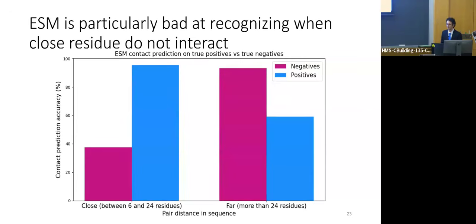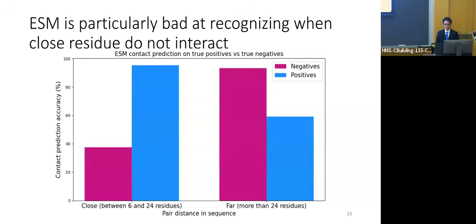So for very close pairs, ESM really likes to predict that those pairs are in contact with one another. And for far apart pairs, it has somewhat of a tendency to think that those don't interact with one another. Particularly the true negative rate, this bar here, is quite poor. So ESM has a very difficult time recognizing that two residues that are close to one another in sequence aren't actually close to one another in structure. So this is something we're going to keep an eye on later.